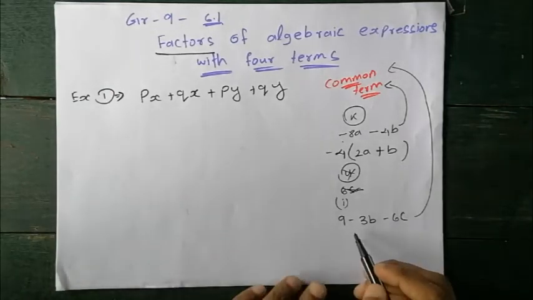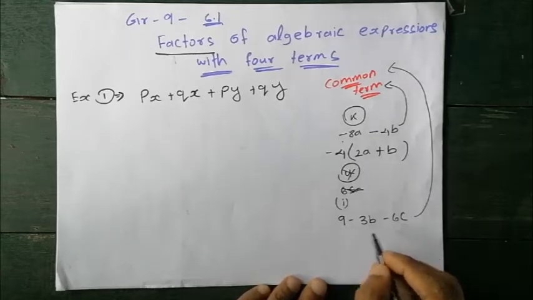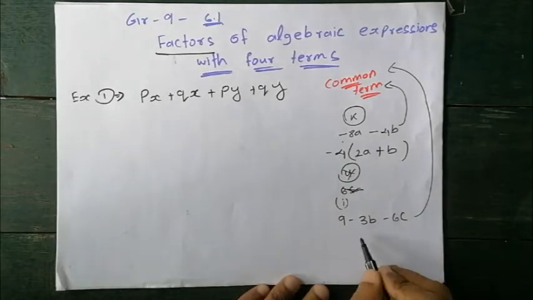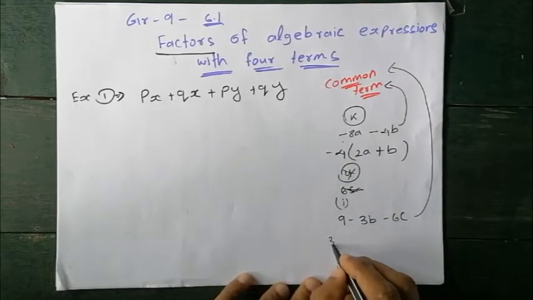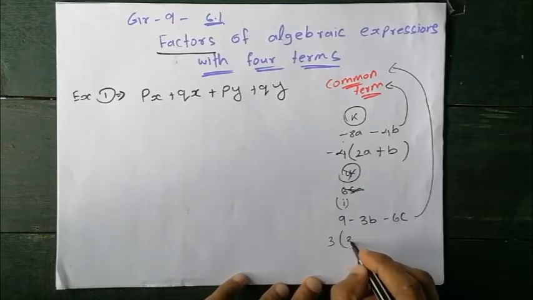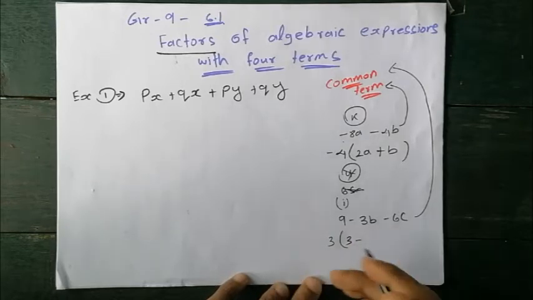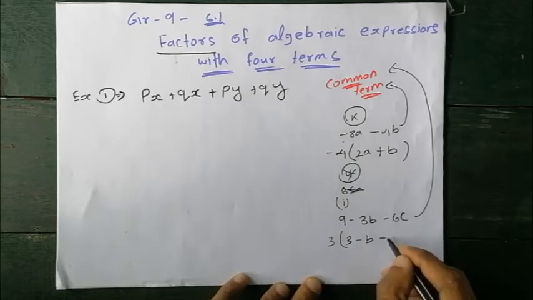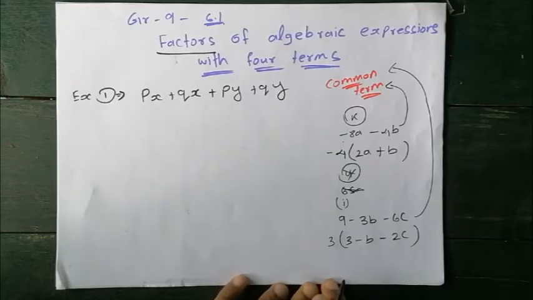So what is the answer of this i? 9, minus 3b, minus 6c. If you check the numerical values 9, 3, 6, the common value is 3. If you check the algebraic terms, nothing is common, so we take the numerical value only, so 3. The remaining terms are within the bracket. 9 divided by 3 is 3. We take plus, so minus. If you multiply it, it's minus. We take the 3, so the remaining is b. Minus 6 divided by 3 is 2, c is remaining. So that is our answer.